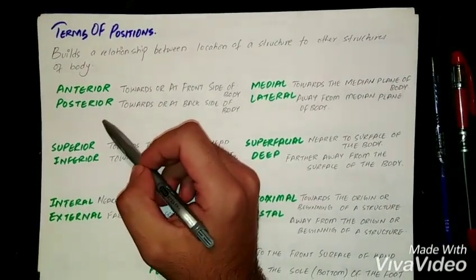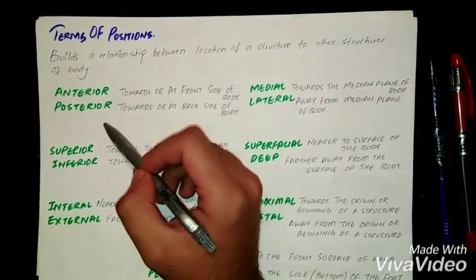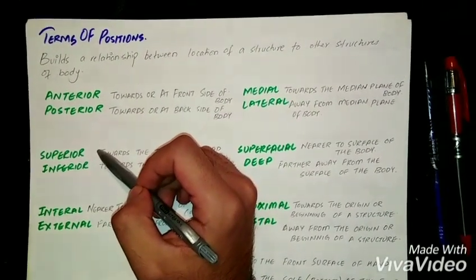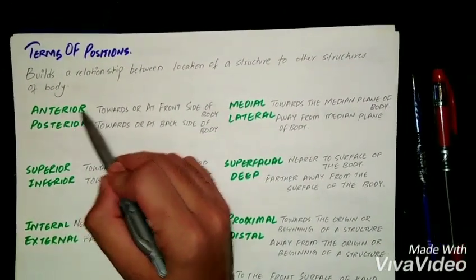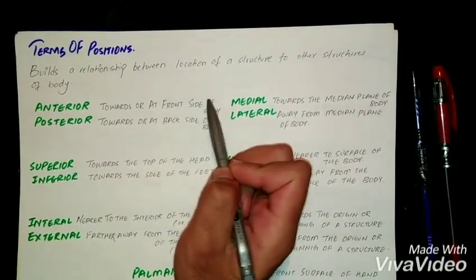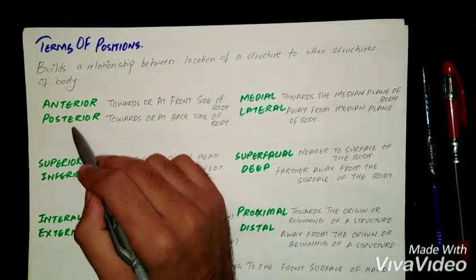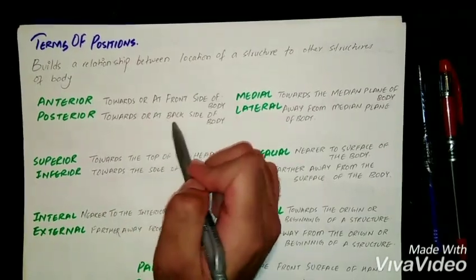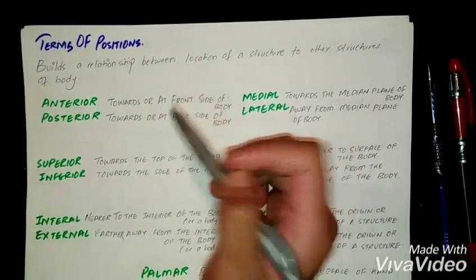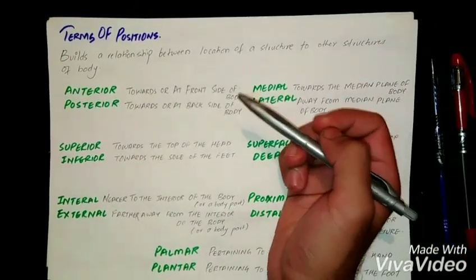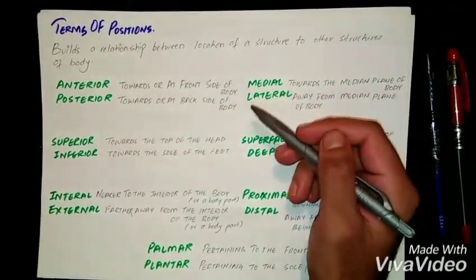As we divided the body by the coronal plane, it divides the body into anterior and posterior parts. The anterior is towards or at the front side of the body. Same, the posterior is towards or at the back side of the body. This is not a rocket science concept, it is an easy concept which you have to understand.